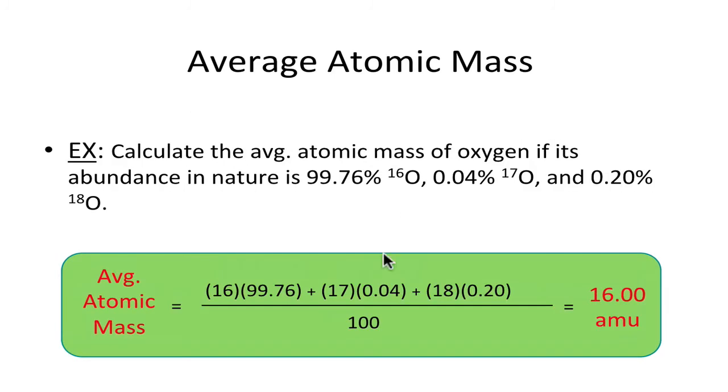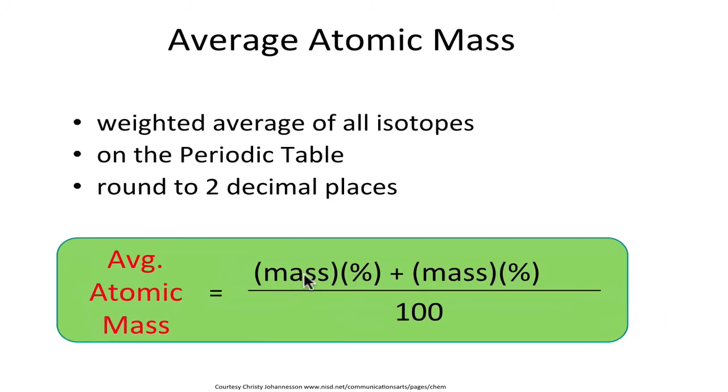So real important, you need to write down this equation here. Write down: average atomic mass equals mass times percentage plus mass times percentage, divided by 100.